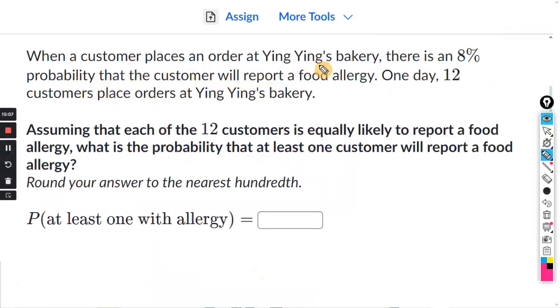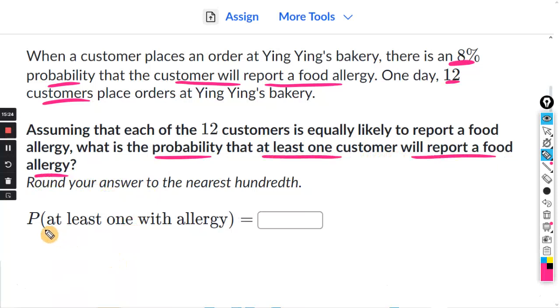All right, last one. When a customer places an order, there's an 8% probability the customer will report a food allergy. One day, 12 customers place orders. Assuming each is equally likely, what is the probability that at least one will report a food allergy?